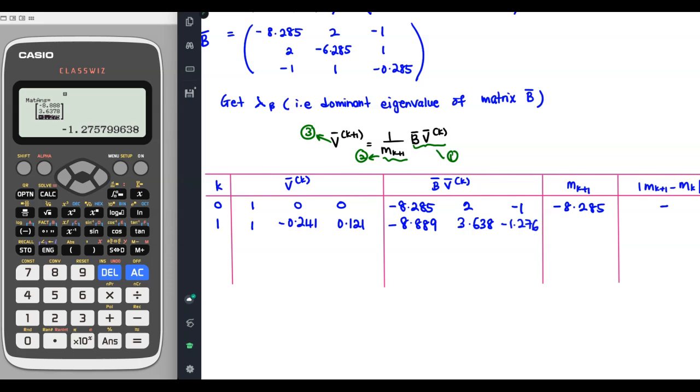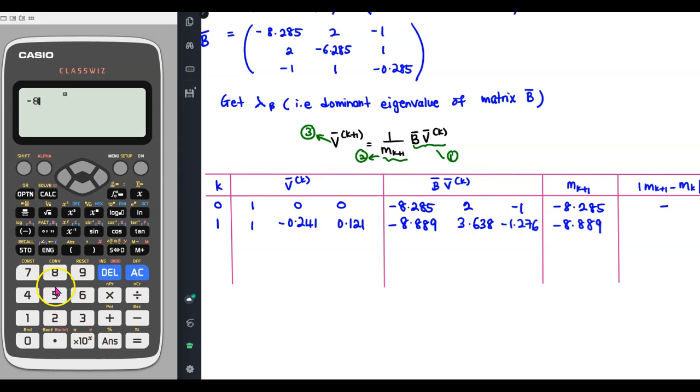So again, identify your MK plus 1 by looking at these three, which one is the largest in terms of absolute value. So this guy here. Again, you take the absolute value just to identify which one is the largest, but when it comes to writing, you put the actual sign of it. So that value. Now you can compute the difference between two consecutive m. So this m here subtract with that m. So you can use your calculator here.